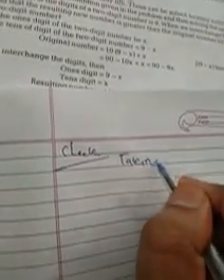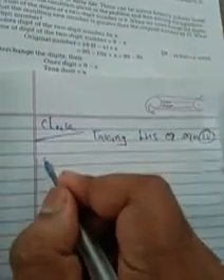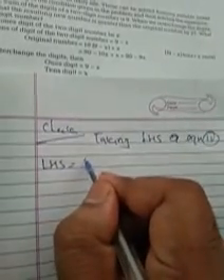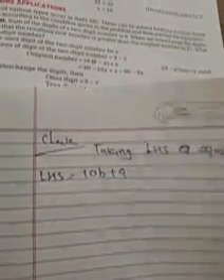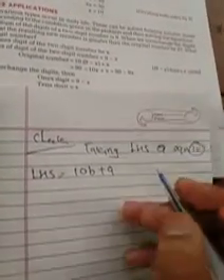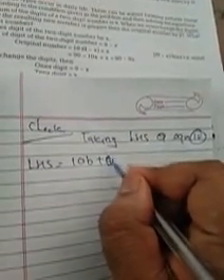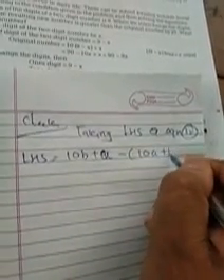Now taking the LHS of the second equation, LHS is equal to 10b plus a minus 10a plus b.